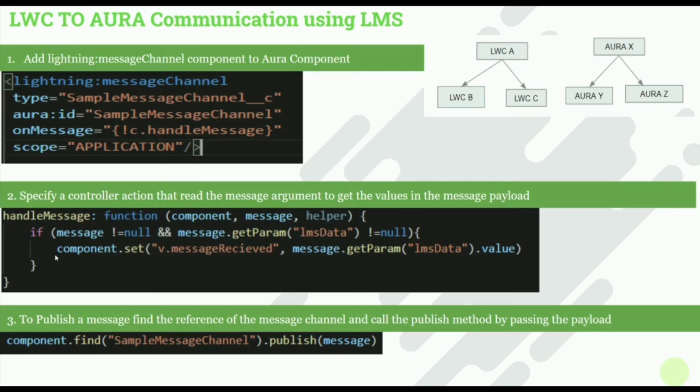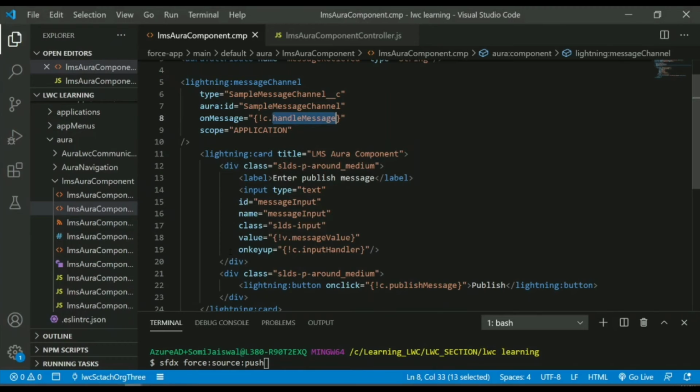So in the controller, we define the handle message. It will receive component and message. So first we will check whether the message is not null. If message is not null, go to the message and get the parameter LMS data and check if it is not null. If it is not null, we will take that value and store into a message received attribute. So we already created the message received attribute. Let's go and implement this as well.